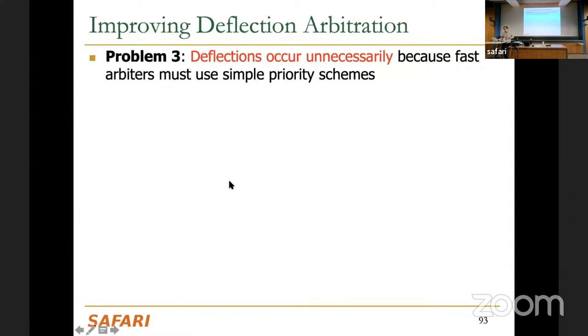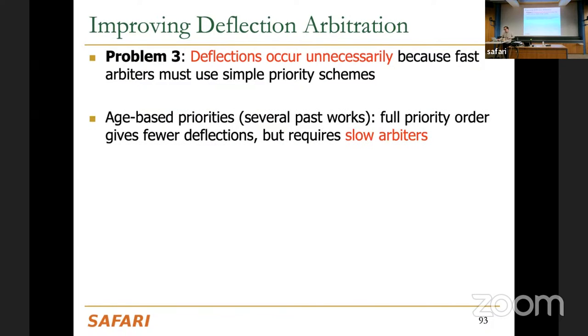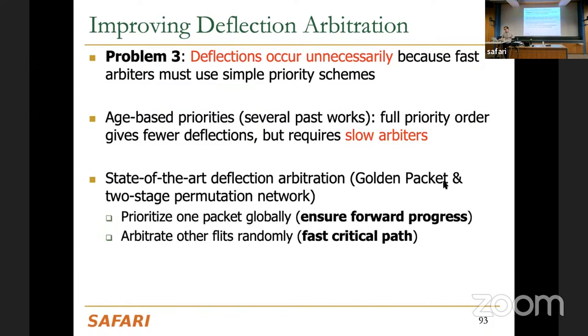Okay, let's talk about this one. This is actually the extension of the golden flit. You just have a silver flit, basically. That's the idea. I think we already said all of this, so I'm going to go through this relatively quickly again. Basically, full priority order is not good, because that leads to slow arbiters.